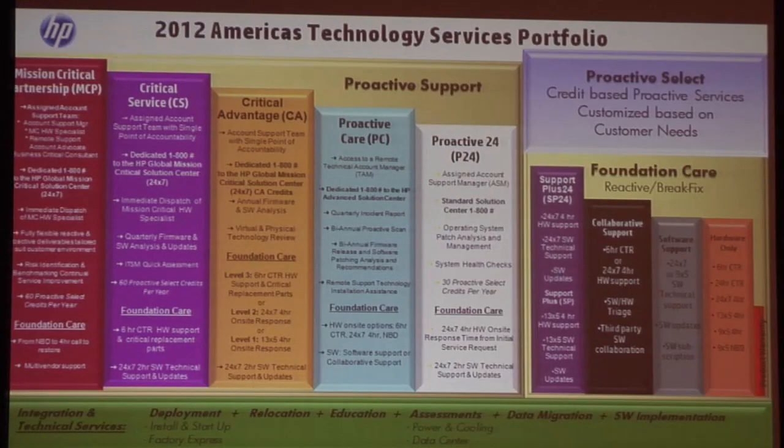And what flavors of Proactive Care? Critical Advantage is probably the one that I quote most, which is you get a number of things associated with it. You get somebody you call on the phone who actually knows what you have, and can potentially guide you through the initial triage very quickly.